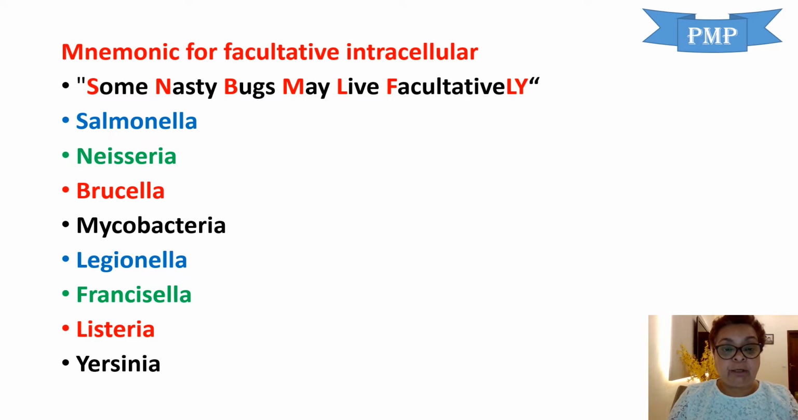Let's remember this mnemonic for facultative intracellular bacteria: Some nasty bugs may live facultatively. The letters in red indicate the first letter of the name of the bacterium: Salmonella, Neisseria, Brucella, Mycobacterium, Legionella, Francisella, Listeria, and Yersinia. These are facultative intracellular. Don't confuse them with the obligate intracellular like Mycobacterium leprae, Treponema pallidum, Chlamydia, Rickettsia, etc.